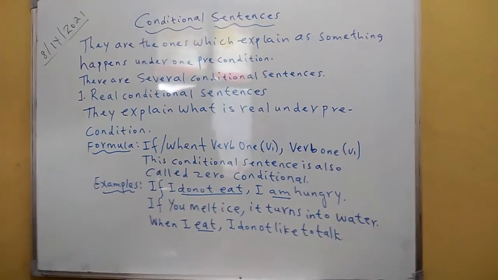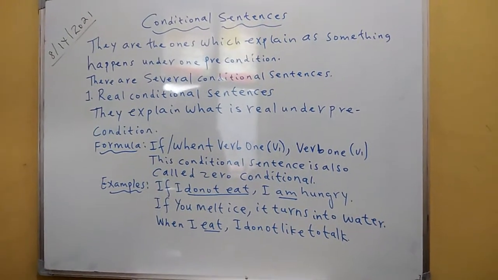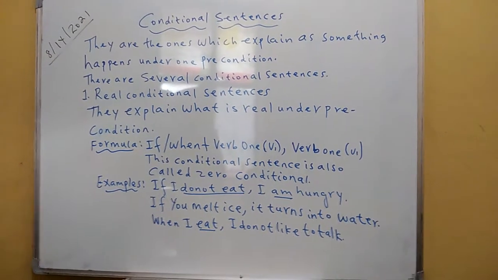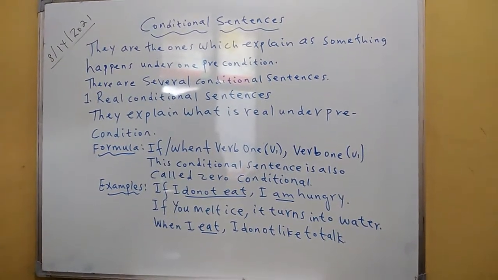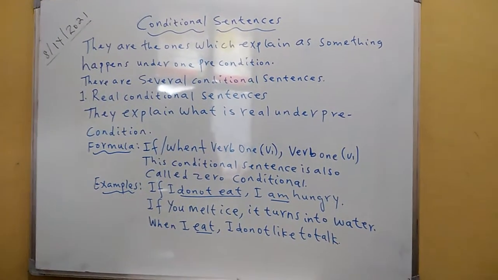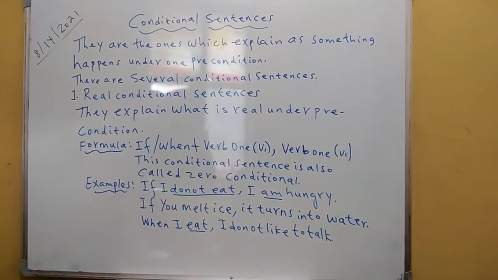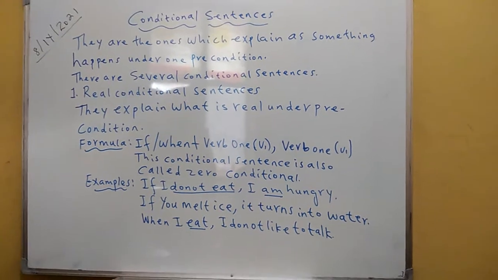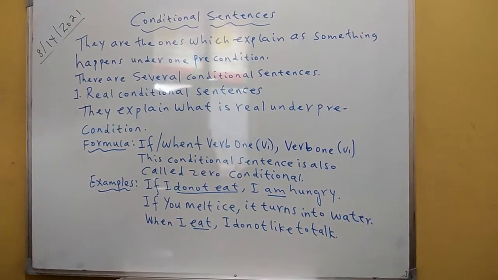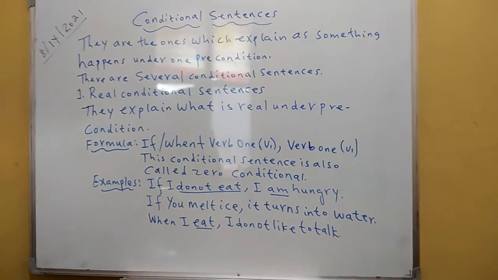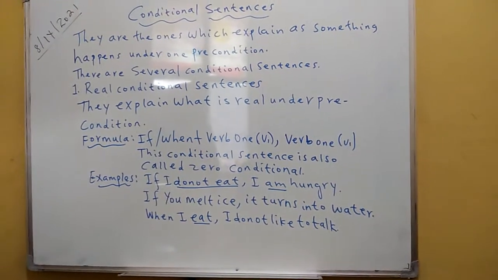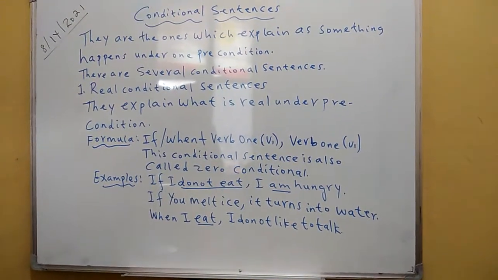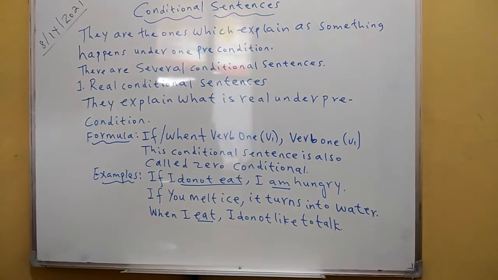you're going to have this formula. Here is the formula: if or when plus verb 1, then a comma, and then verb 1. Based on this, you can create several zero conditional sentences or real conditional sentences. For example, if I don't eat, I'm hungry, right? So being hungry depends on not eating. Of course, in opposite to this, if I eat, I'm not hungry, which is the negative form. But being hungry depends on not eating, which means that if I don't eat, I'm hungry.